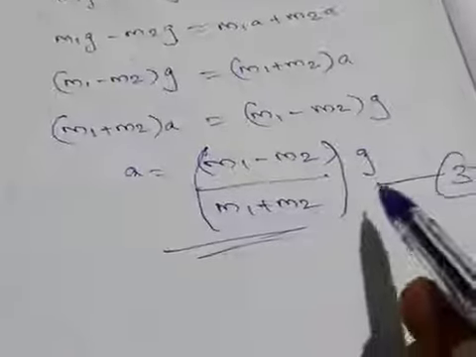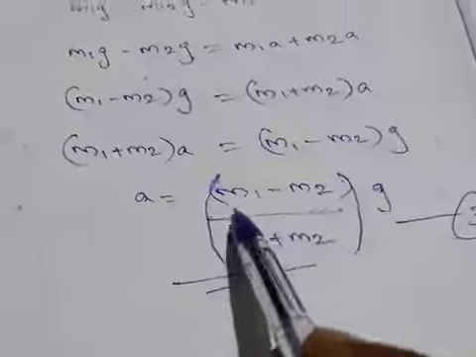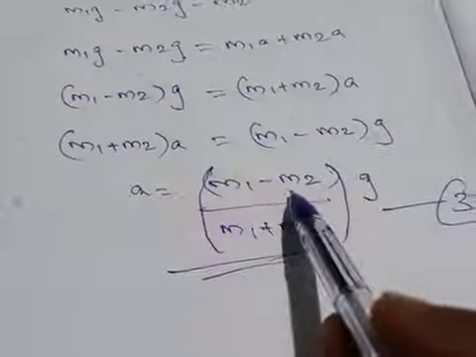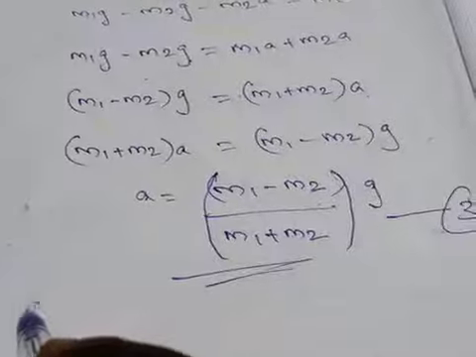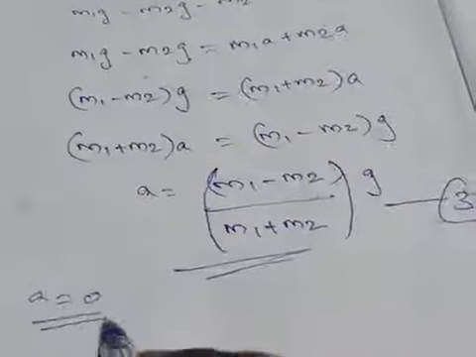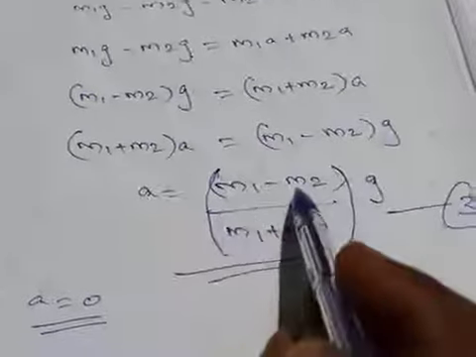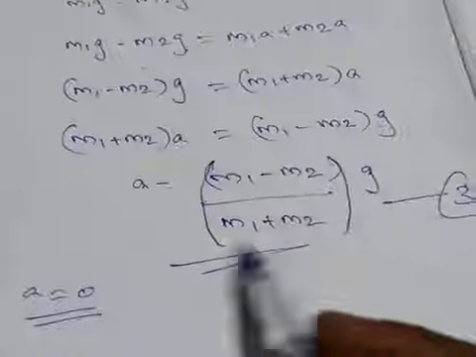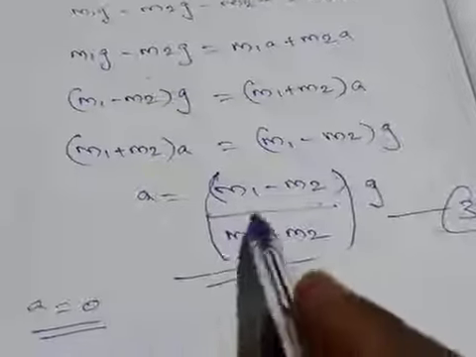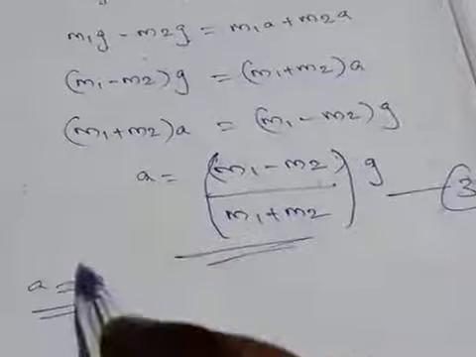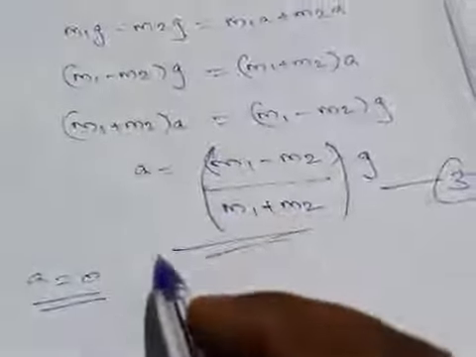Now if we are substituting, it's assumed that the masses M1 and M2 are equal. If M1 and M2 are equal, what will be the acceleration? We will get 0, because M1 minus M2 is 0, and 0 divided by anything gives 0. Since the masses M1 and M2 are the same, there won't be any acceleration.